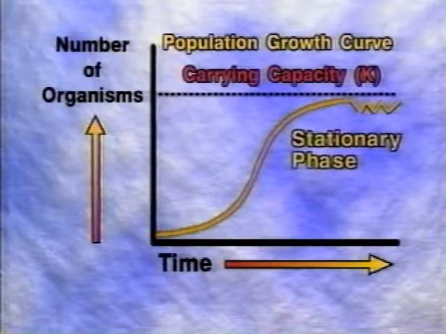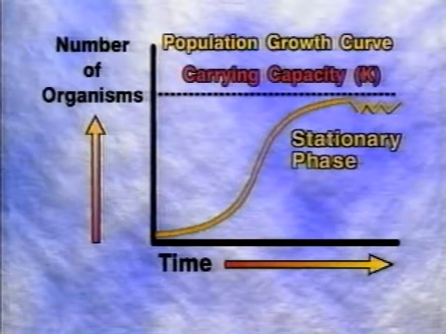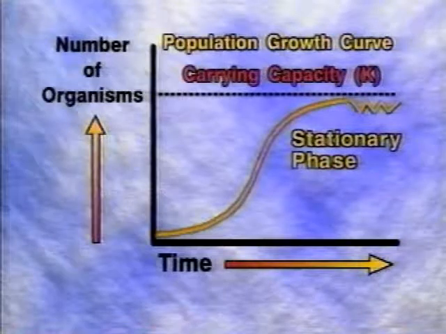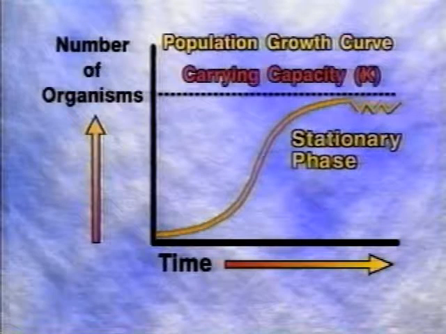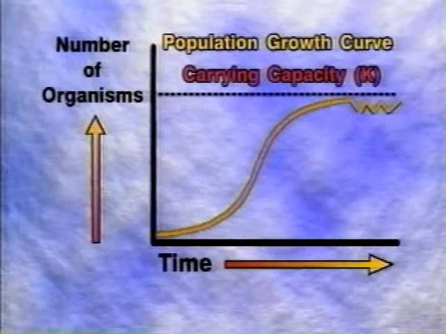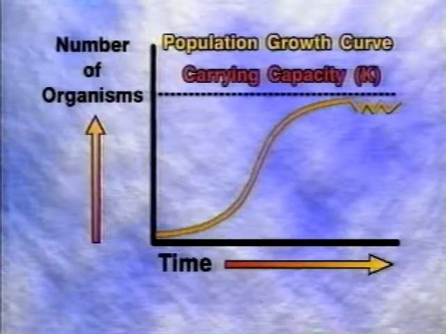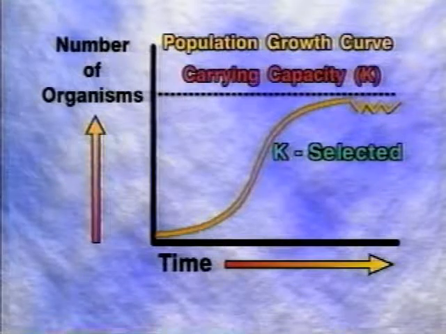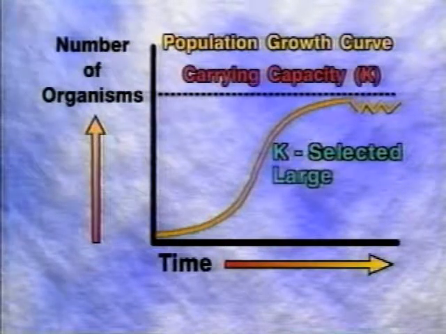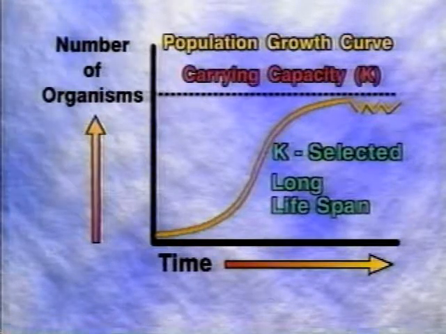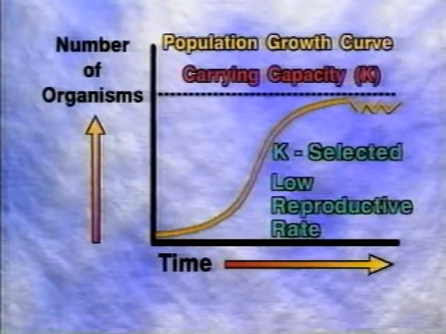The population reaches equilibrium or stationary phase with the carrying capacity of the environment. Should conditions in the environment change, a new carrying capacity will be established. Populations that exhibit this type of growth pattern are called K-selected. The organisms are usually larger in size, with longer lifespans and low reproductive rates.